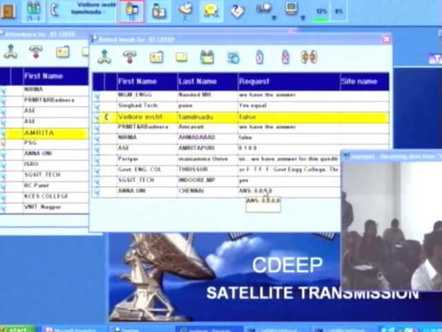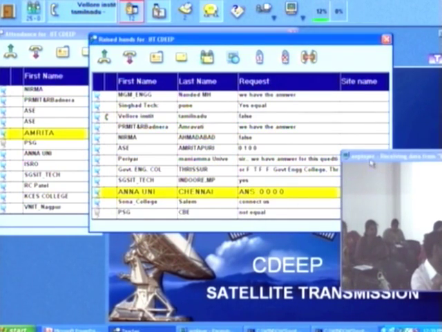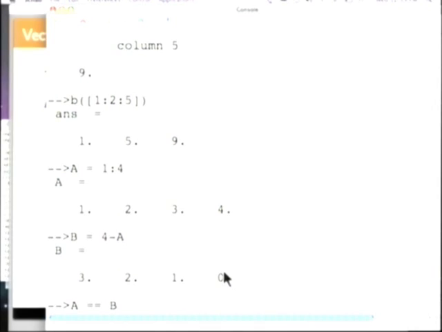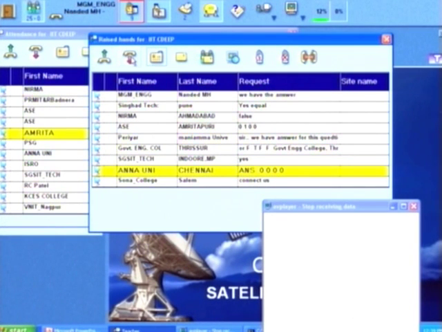Yeah, the answer they have given is 0000. So that is the correct answer, because it's going to compare these two. Is 1 is to 3, 1 equal to 3, it will say not equal. 2 equal to 2, it will say not equal. 3 equals 1, not equal. 4 equals 0, not equal. The only thing is, it is not going to give 0, 0, 0, 0. It's going to give false, false, false, false. So MATLAB may give it as 0, 0, 0, 0, but Scilab will give it this way.